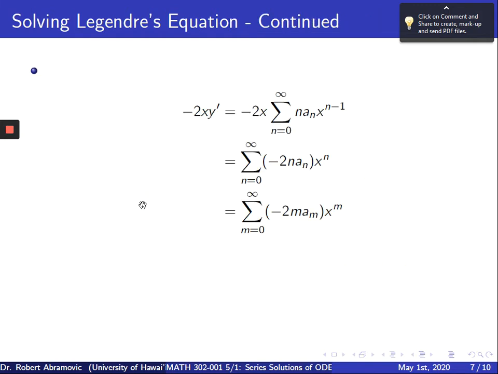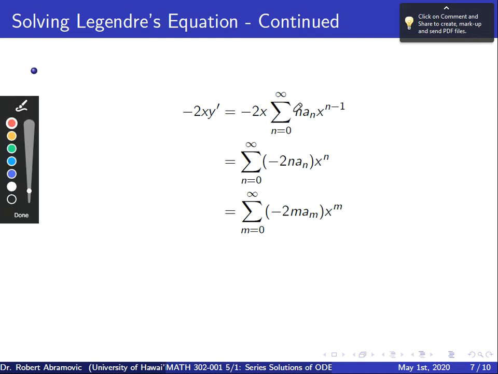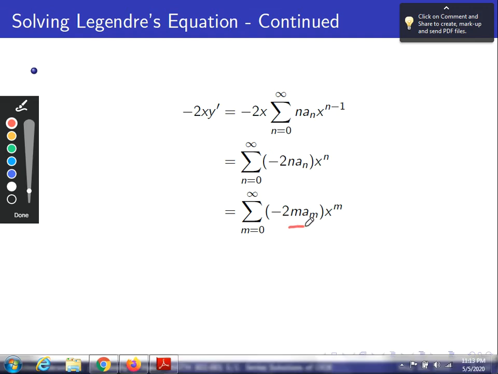Let's look at the next term, negative 2xy prime. Now, n y prime was n times a sub n times x to the n minus 1. Multiply this by negative 2x, and you just get negative 2n times a sub n times x to the n. Again, we convert everything to m because that's what we used to index the summand for the first term.